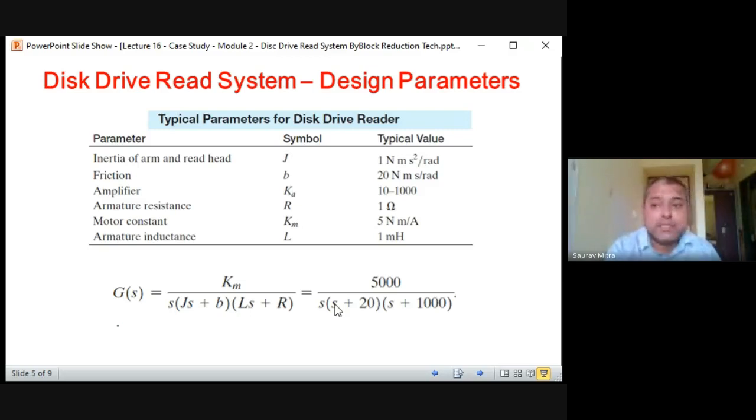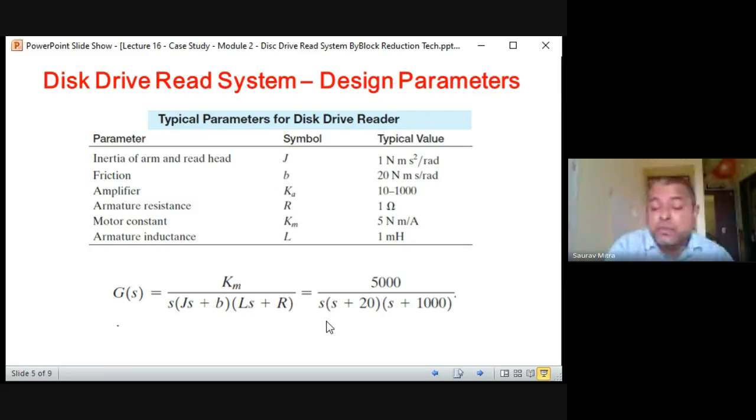So how to find the type of a system? The definition is G(s)H(s), forward gain into feedback gain. Multiply them, and in the denominator of whatever ratio we get, see the power of the individual s, the s not added to anything. In this case, the power of individual s is 1. That's why this is a type 1 system. How to find the order? You first find G/(1 + GH), the closed loop system. Find the characteristic equation. Whatever is the power of s in that is called the order.